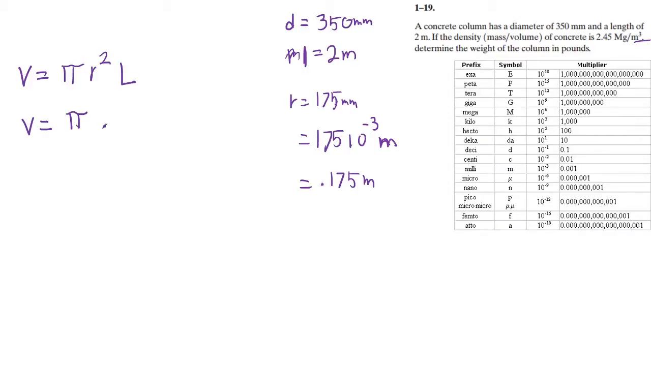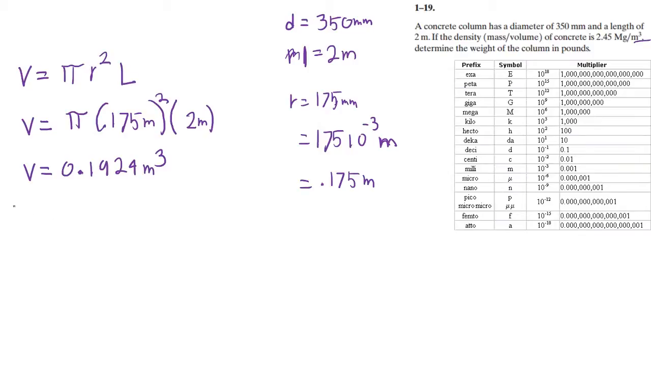So 0.175 meters squared. And then once we multiply by our length, which is 2 meters, that turns into meters cubed. So meters squared multiplied by meters is meters cubed. So once you plug that into your calculator, you get 0.1924 meters cubed. Awesome. That was half the battle.